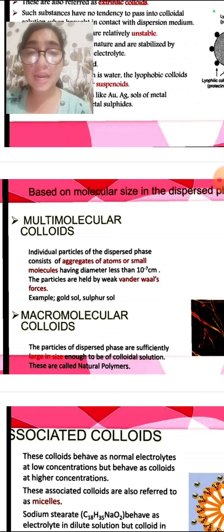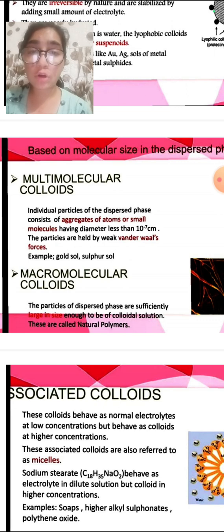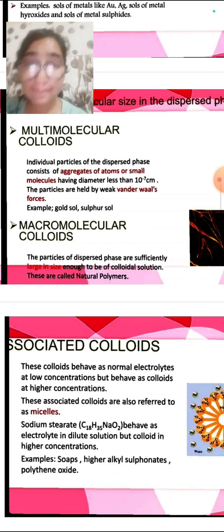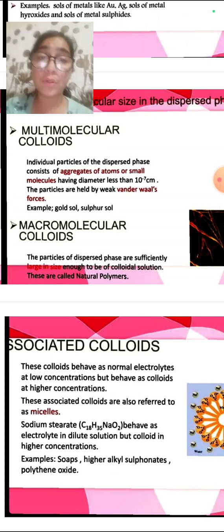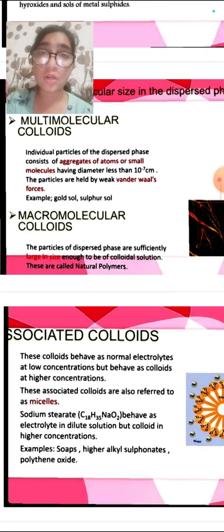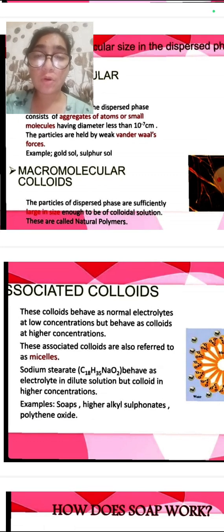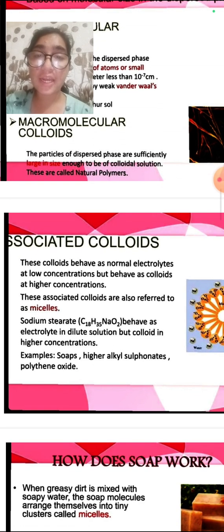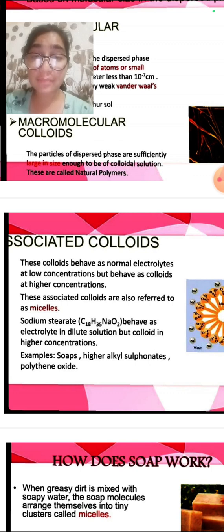The particles are held by weak van der Waals forces. Macromolecular colloids: the particles of the dispersed phase are large enough in size to form a colloidal solution. These are called natural polymers. Associated colloids: these colloids behave as normal electrolytes at low concentration but behave as colloids at higher concentration. These associated colloids are also referred to as micelles.